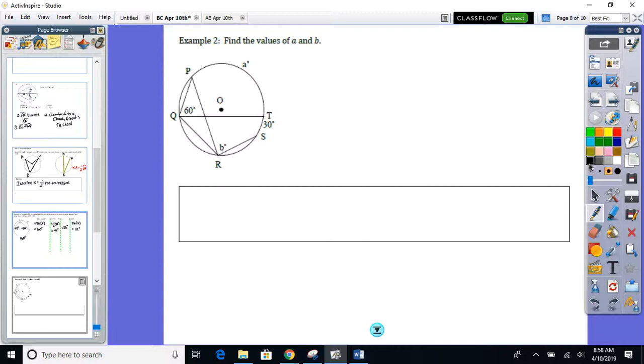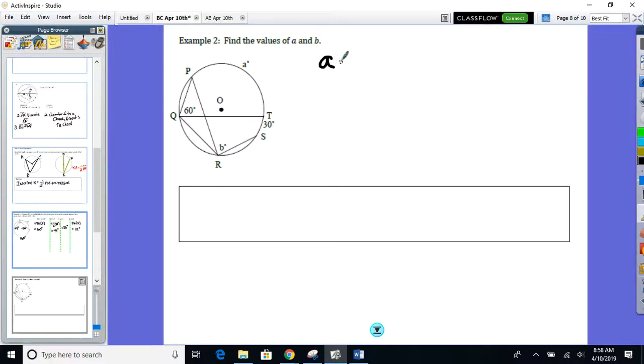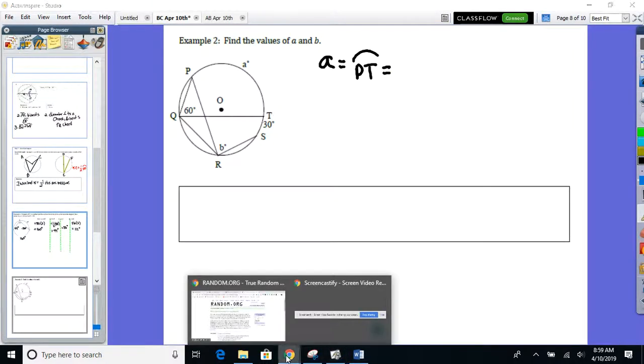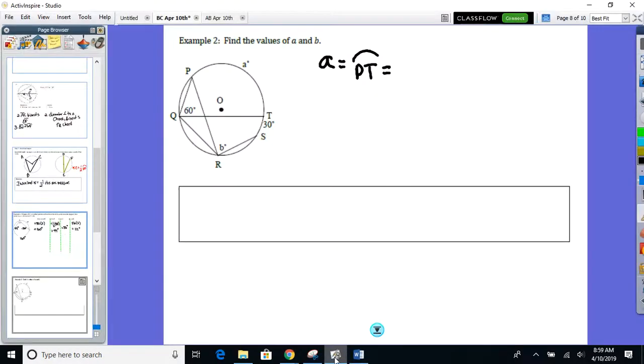All right, no problem. So let's start with A. Just so you know, A is the same as arc PT. Arc PT is what we're looking for. Everyone search in the circle now. Is there an angle that's drawn to arc PT? Because angles and arcs are associated somehow. Find any angle that's drawn to PT.